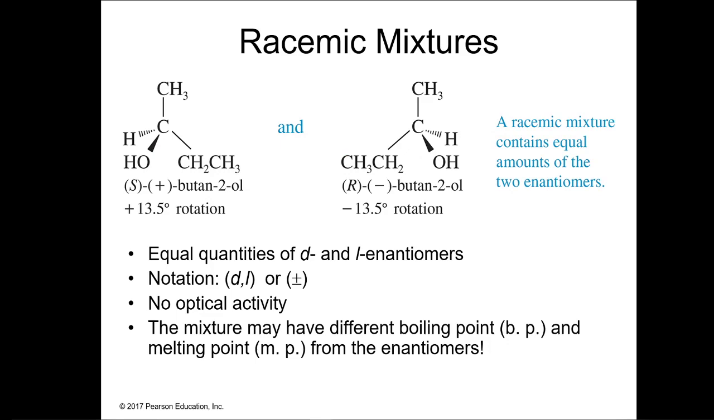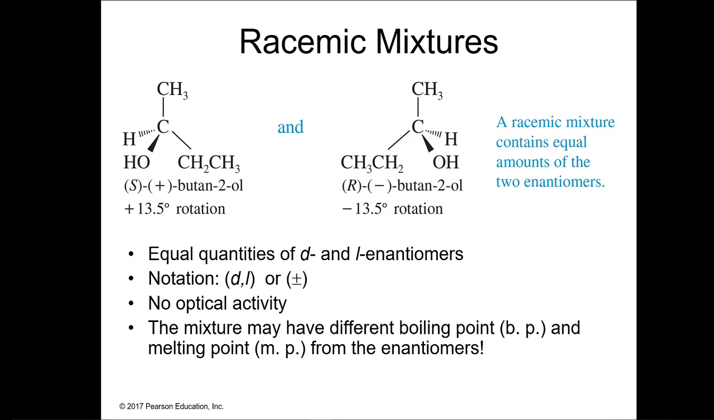So when you have a 50-50 mixture of two enantiomers, this is called racemic. Now, almost all of the reactions in the lab that create enantiomers will give you a racemic mixture, or a lot of them will. And you'll see in the next chapter, there are some that are stereospecific, and there are some that are not stereospecific and will give you a racemic mixture.